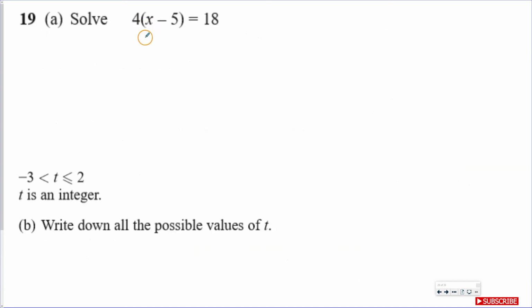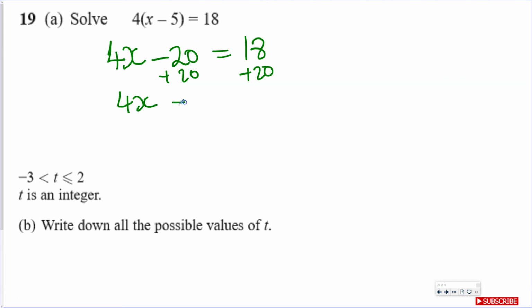Now for question 19, we're asked to solve this equation. So we need to expand the bracket. 4 times x is 4x, and 4 times negative 5 is negative 20, and that's equal to 18. We're going to add 20 to both sides, and that gives us 4x equals 18 plus 20, because negative 20 plus 20 goes away, becomes 0. 18 plus 20 is 38. So x is equal to 38 over 4. You can simplify your fraction. Let's halve it: 38 divided by 2 is 19, and 4 divided by 2 is 2.